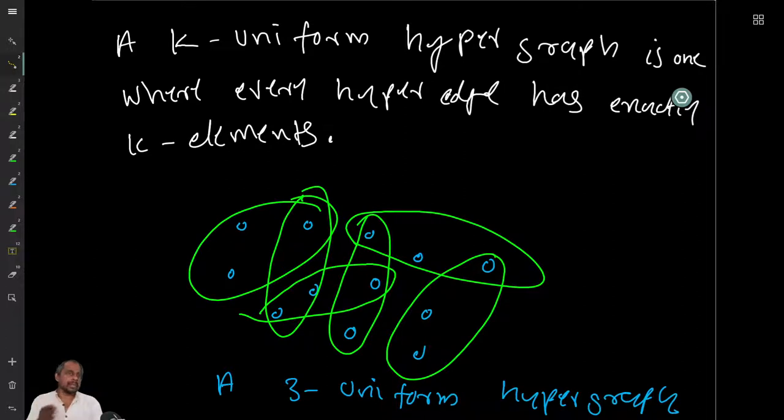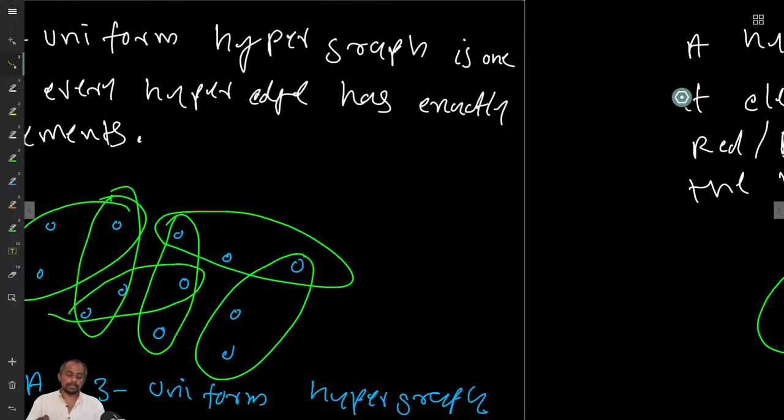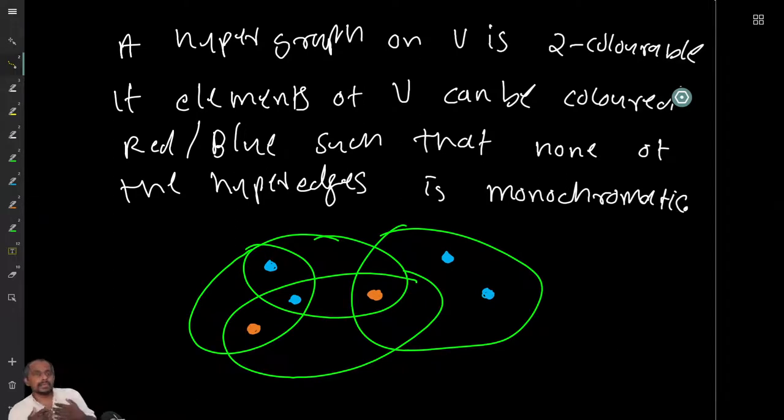So hypergraphs are nothing but finite set systems, and when the elements of the family have the same cardinality, they are called K-uniform for some K. Now we want to look at coloring the vertices, or the elements of V, with just two colors. We say that a hypergraph on V is two colorable if, while I can always two color the elements of V, no edge sees only one color. We don't want that to happen.